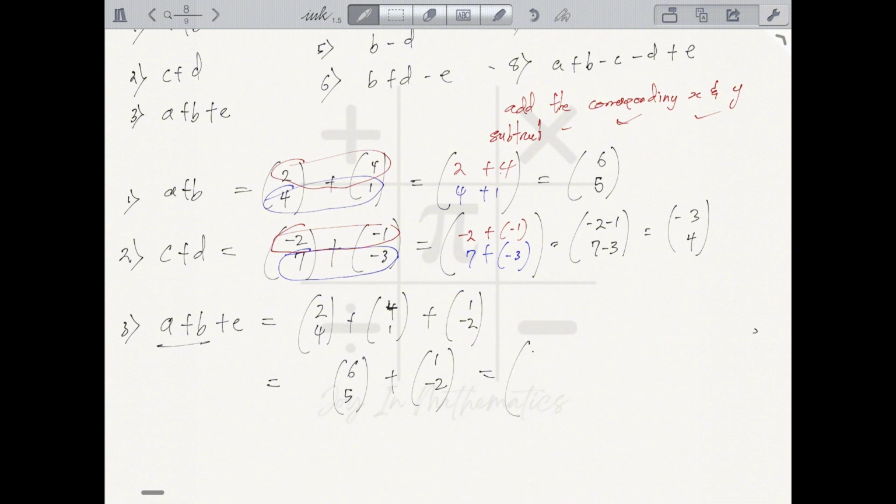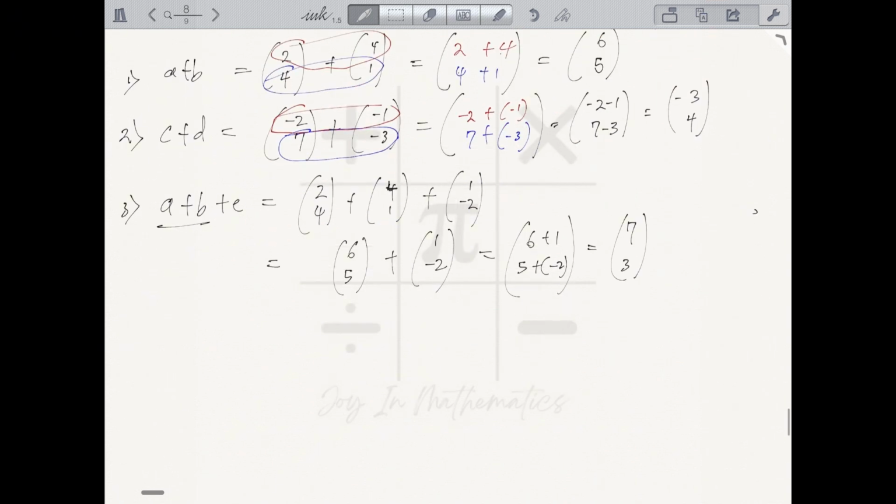So we resolve the x component, that's 6 plus 1, and the y component, that's 5 plus -2. And that will give us 7 and 3, because 5 plus -2 is 3.